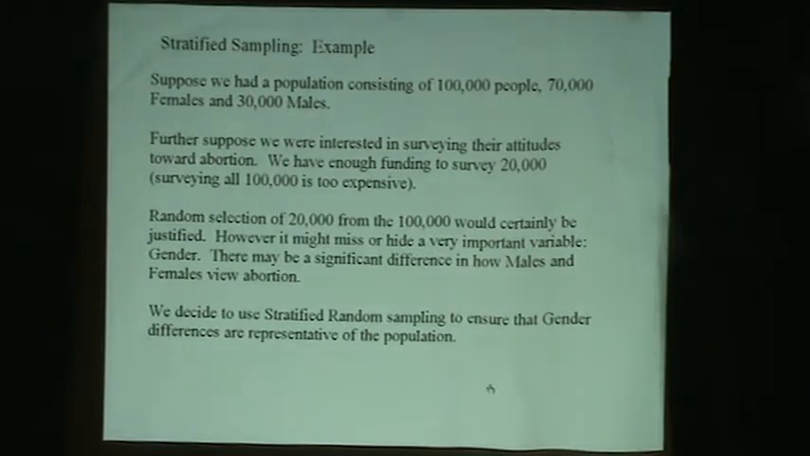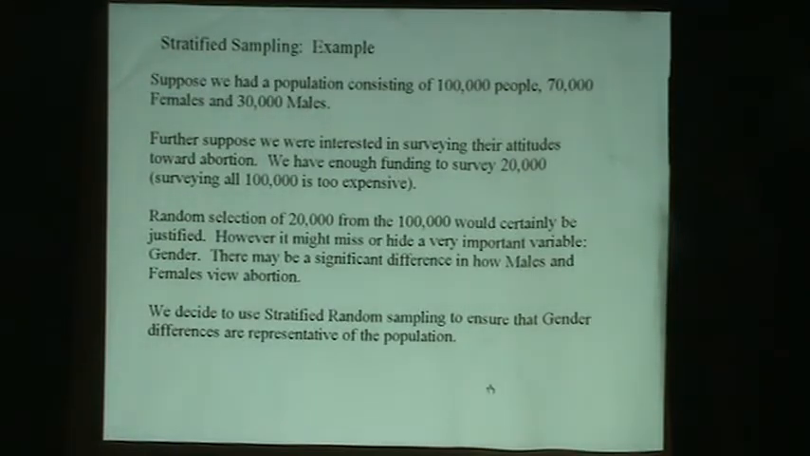Further, suppose we are interested in surveying their attitudes towards abortion. We have enough funding to survey 20,000. So we can't survey all 100,000 because it's too expensive. So we can only survey 20,000. Random selection of 20,000 from the 100,000 would certainly be justified.